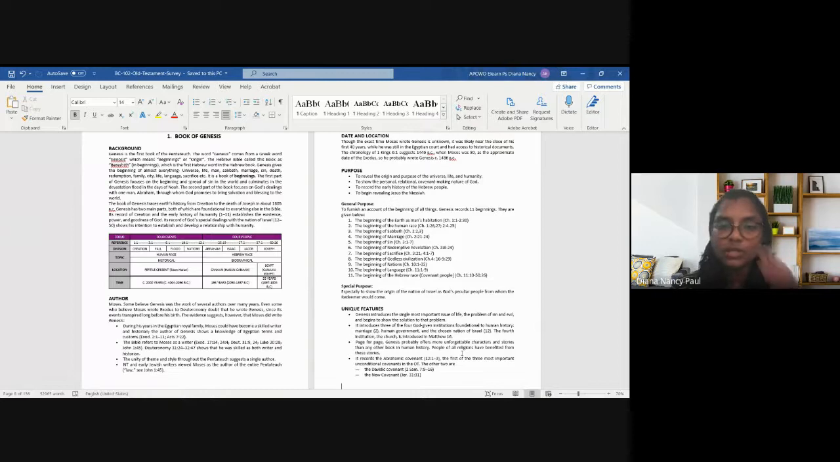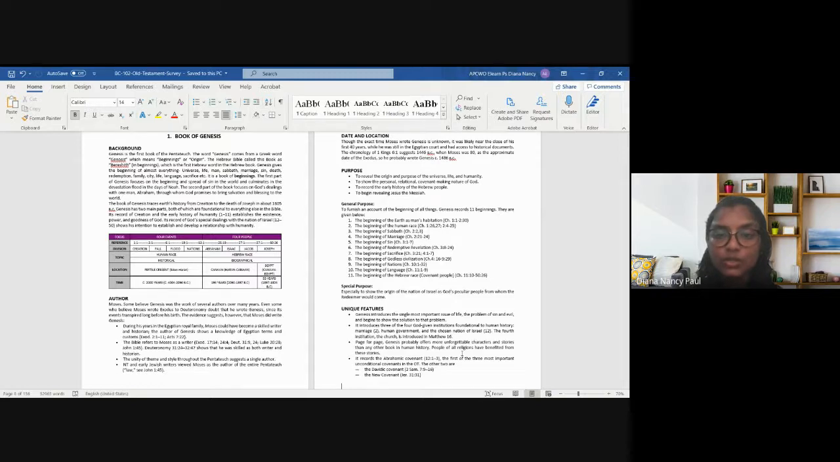The unique features we see are that Genesis introduces the single most important issue of life, the problem of sin and evil, and begins to show the solution to that problem. God as a solution to every problem. He introduces three of the four God-given institutions foundational to human history: marriage, human government, and the chosen nation of Israel.